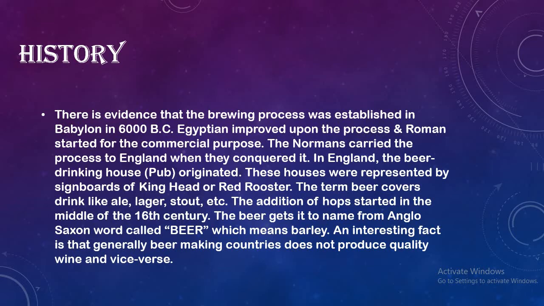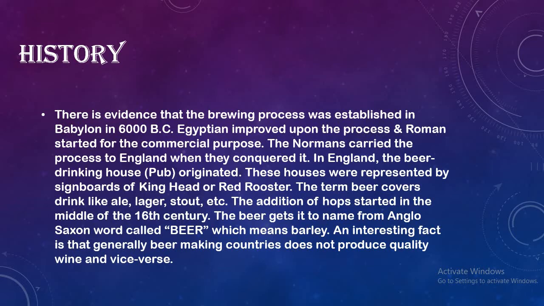There is evidence that the brewing process was established in Babylon in 6000 BC. Egyptians improved upon the process and Romans started it for commercial purposes. The Normans carried the process to England when they conquered it. In England, the beer drinking house, which was known as a pub, originated.